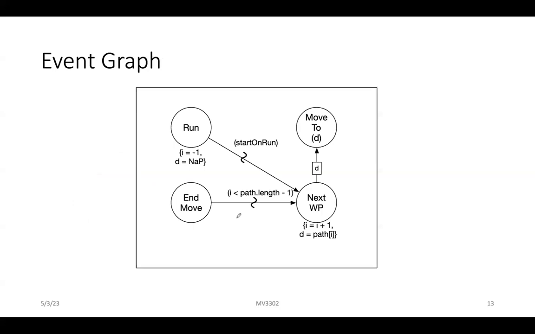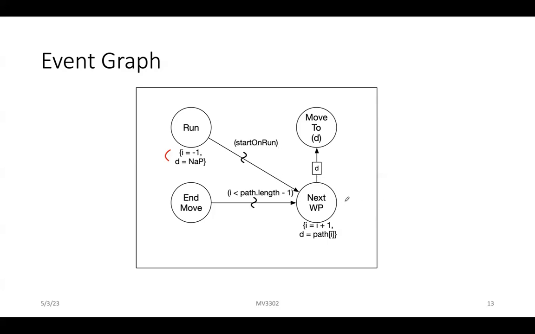So the event graph, interestingly, looks like this. Here our run initializes our values, and this is the reason for the start on run. I can either unconditionally do that, in which case it would always be doing it, or this way I can either do it at the beginning or not.